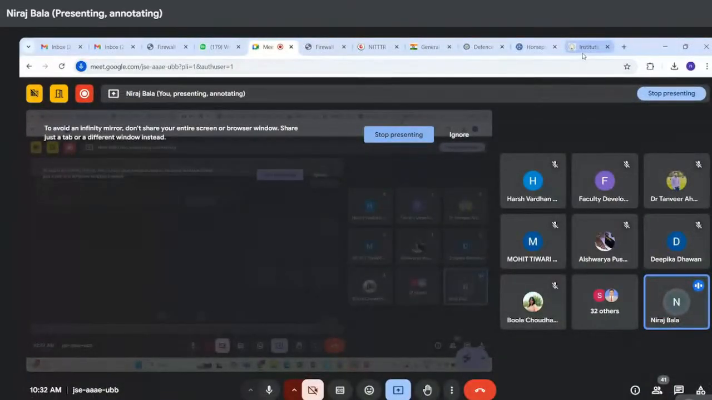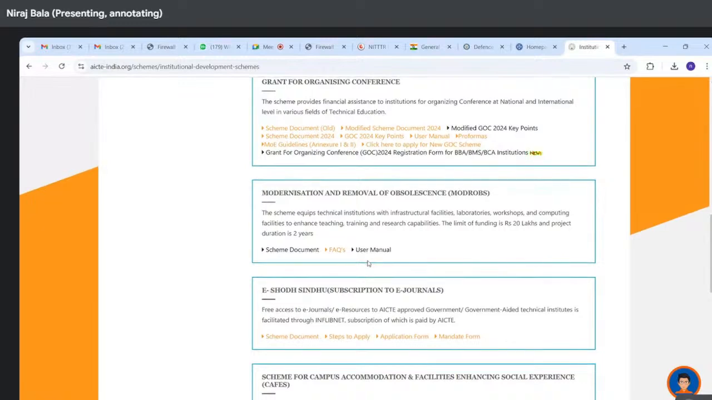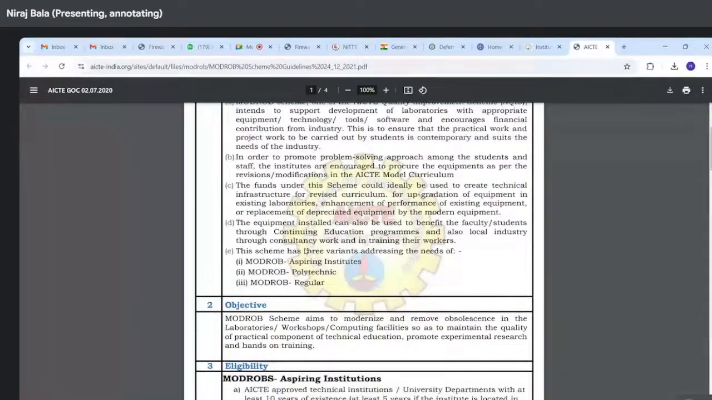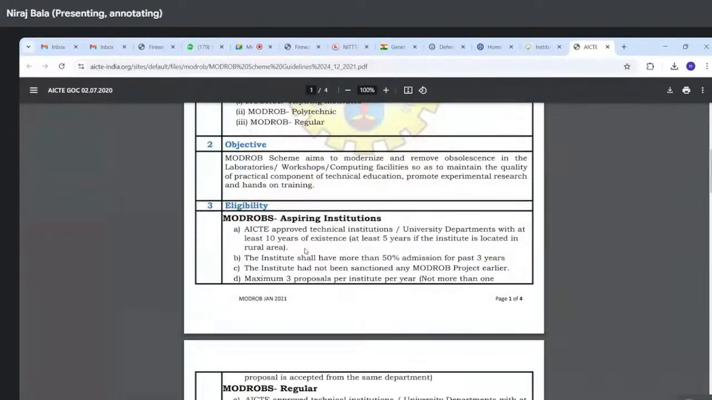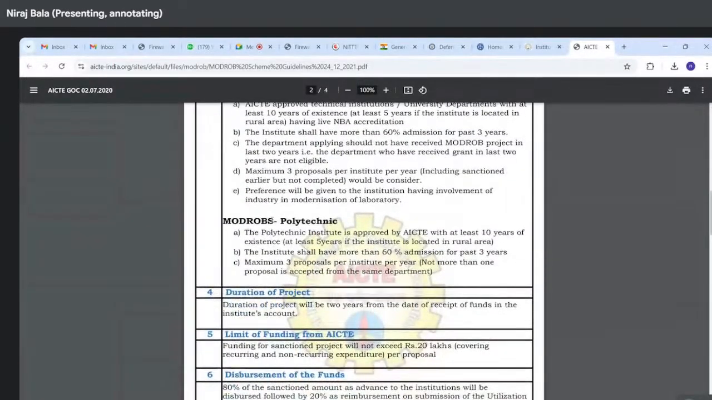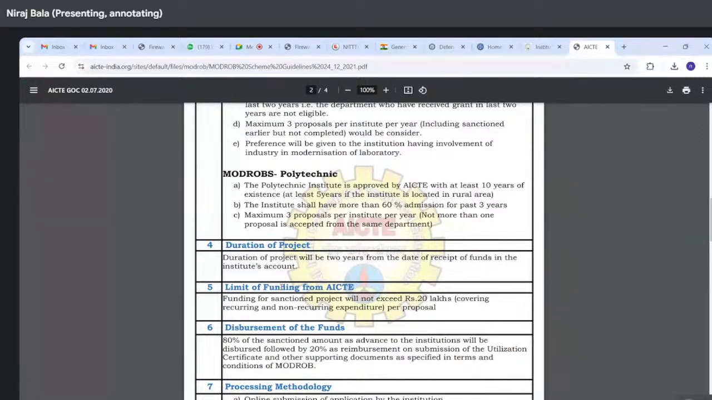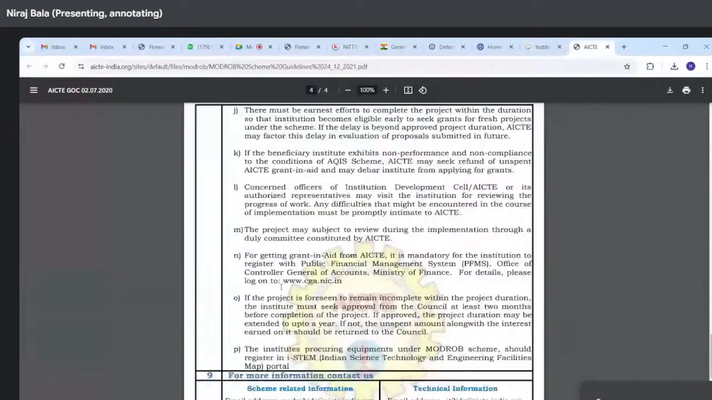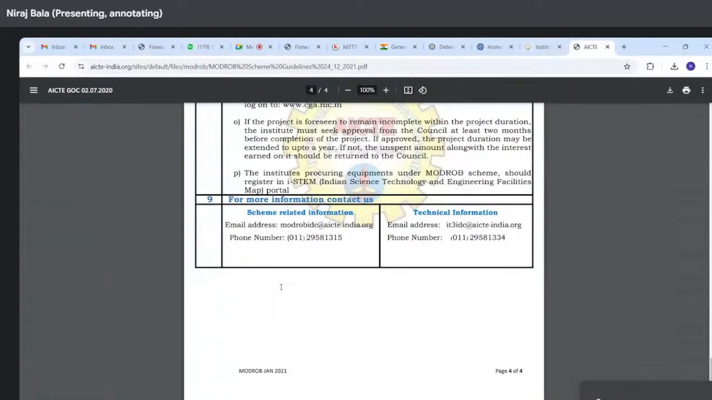Let us say you are from mechanical engineering and your lab wants modernization. Modernization means that you want to bring some new equipment. So you just have to apply under this scheme. You just have to write, okay, I have this, let us say, tensile testing equipment. I want to purchase one computerized tensile testing UTM. There are two different types, aspiring institutes and regular institutes, and it is available for polytechnics also. You have to give the details of what equipment you want and how it will be useful to your students, and you apply. They will give you 20 lakhs for modernization of the lab.